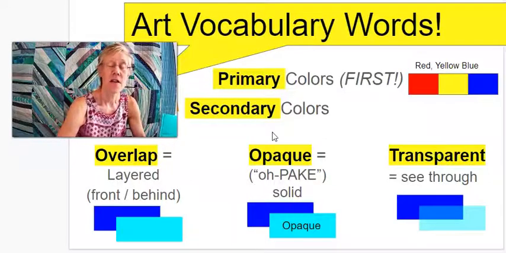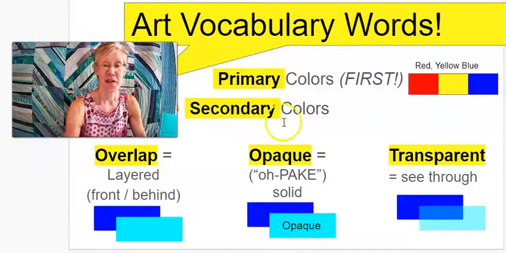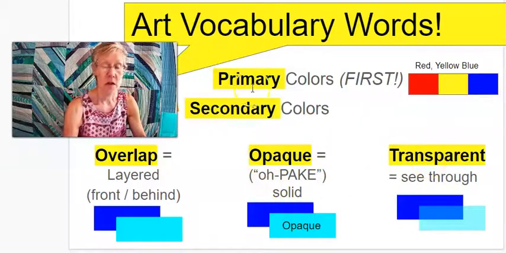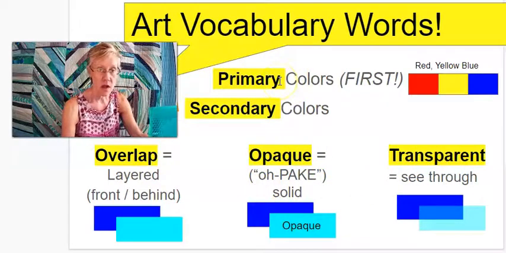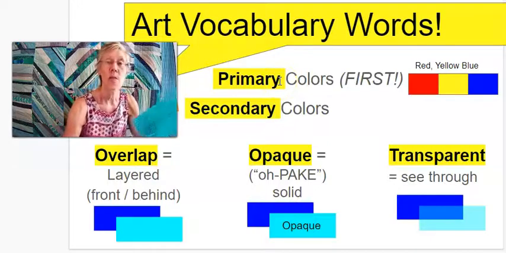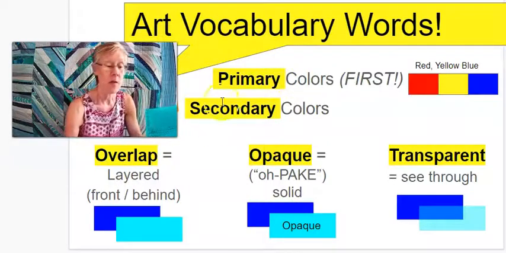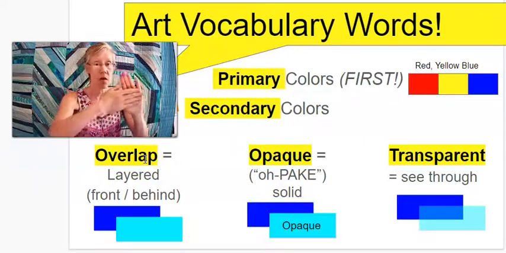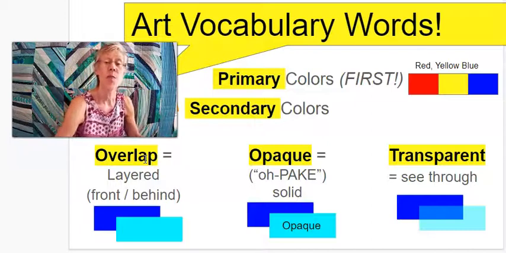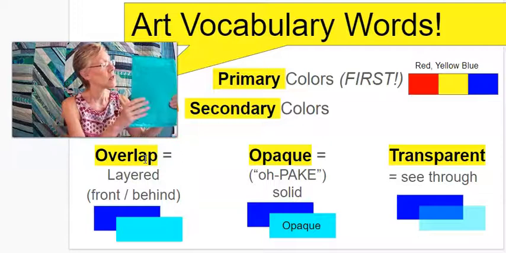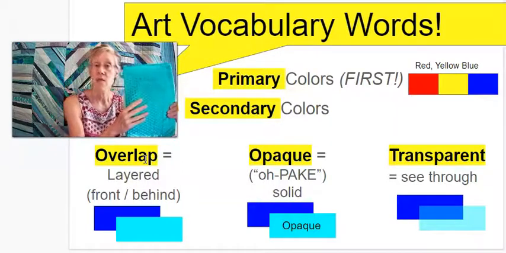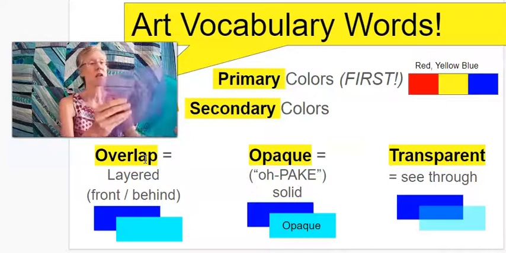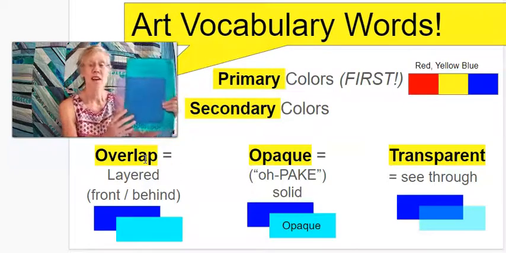Today's art lesson has 5 vocabulary words: primary, secondary, overlap, opaque, and transparent. Now you cannot mix any two colors to make red, yellow, or blue. That's why they come first. They are primary. Overlap is obvious, just two things that overlap each other, two or more things. Opaque, there's a new word. When something is opaque, that means you cannot see through it. And obviously, if something is transparent, that means you can see through it.